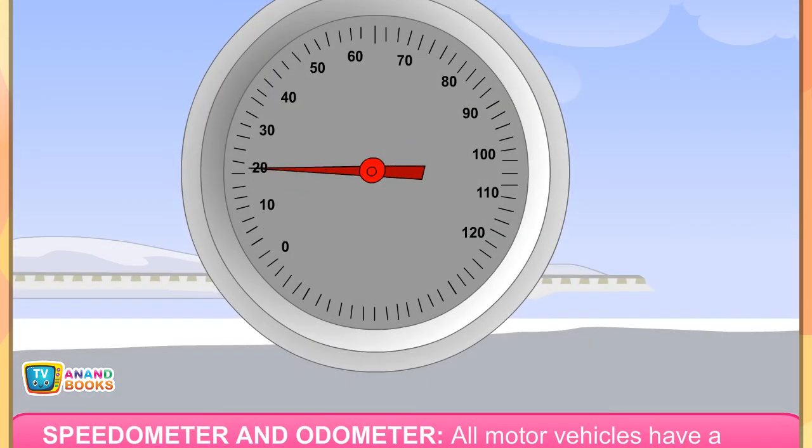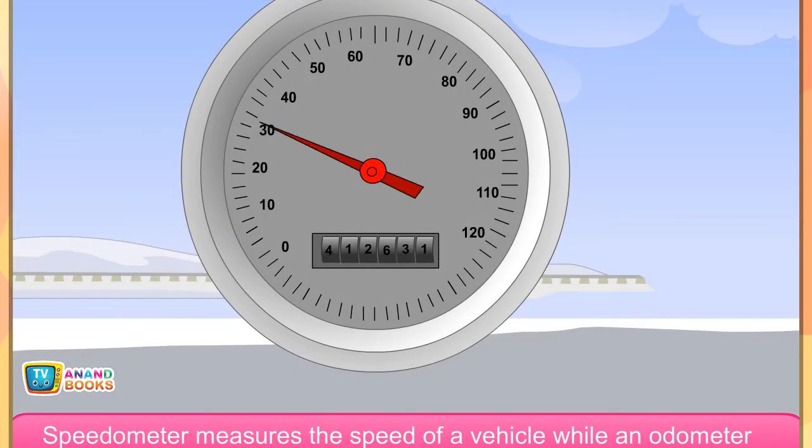Speedometer and odometer. All motor vehicles have a speedometer and an odometer fitted in them. A speedometer measures the speed of a vehicle, while an odometer records the distance travelled by the vehicle.